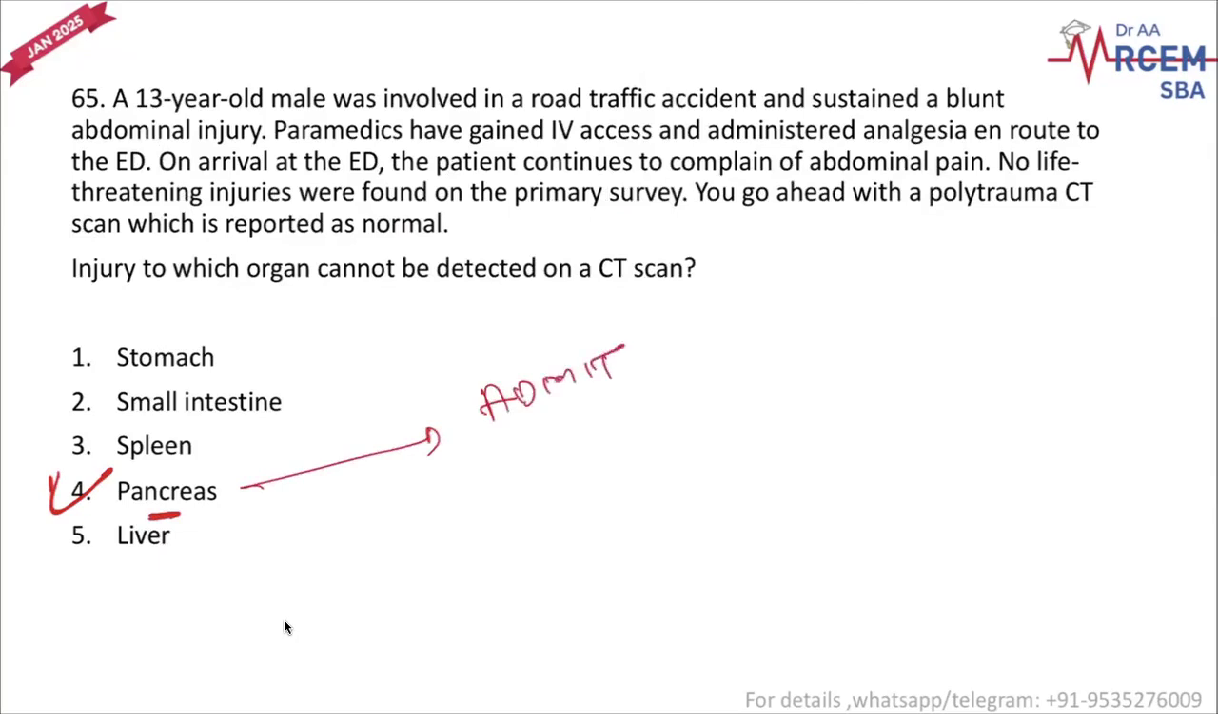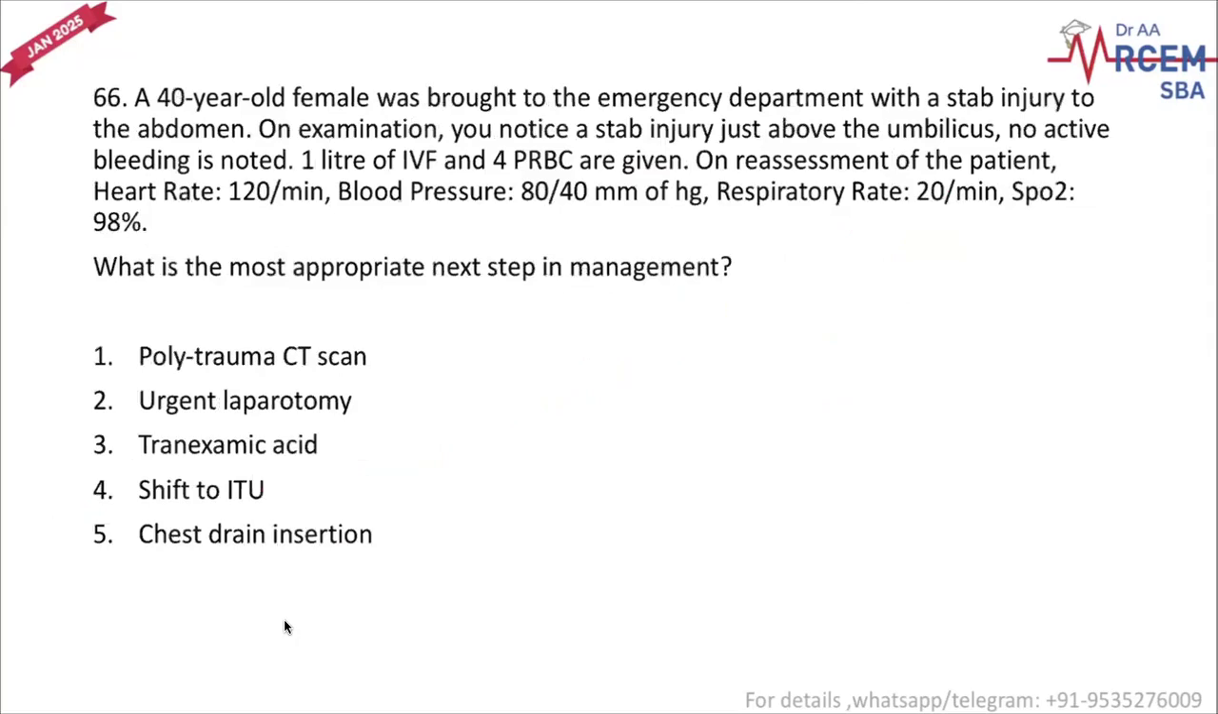Why do we admit? We admit to get a series of pancreatic enzymes. That is basically lipase and amylase. A series of lipase and amylase you will be getting done to see whether there is elevation of pancreatic enzymes. Over time, if the pancreatic enzymes are elevated, it is suggestive of a pancreatic injury. That's how you will be knowing. So pancreas is the organ you need to be aware of, which any injury to this organ cannot be picked up on a CT scan.